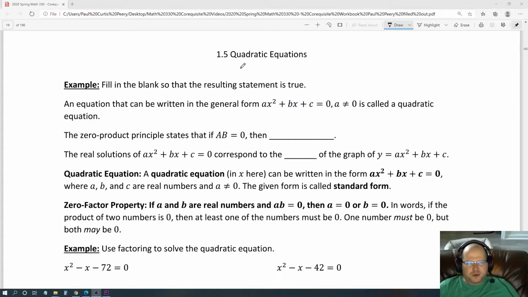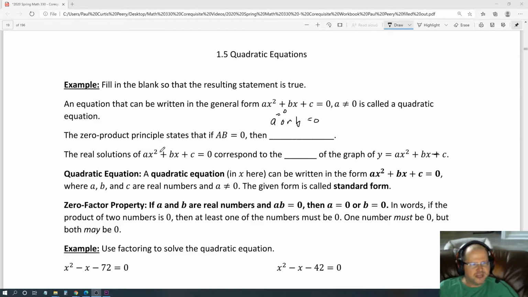1.5 Quadratic equations. Fill in the blanks so that the resulting statement is true. An equation that can be written in the general form ax squared plus bx plus c equals 0, where a is not equal to 0, is called a quadratic equation. The zero product principle states that if a times b is 0, then a or b equals 0. Either a equals 0 or b equals 0.